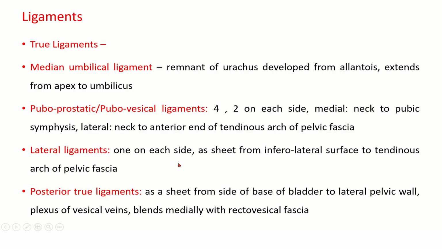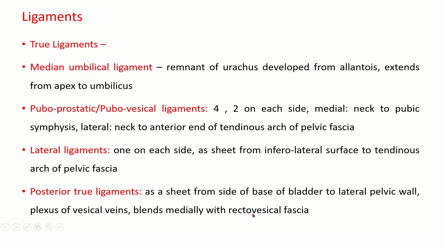Lateral ligaments, 1 on each side. They extend as a sheet from the inferior lateral surface of the bladder to the tendinous arch of the pelvic fascia. Posterior true ligaments also extend as a sheet from the side of the base of the bladder to the lateral pelvic wall. So this contains the plexus of vesical veins. So through these veins, the venous blood is drained into the internal iliac vein.